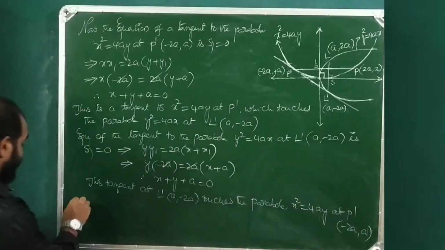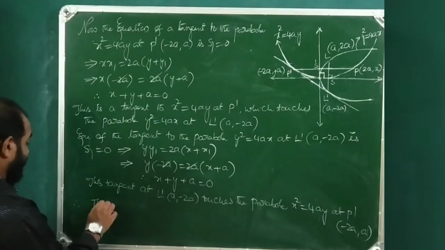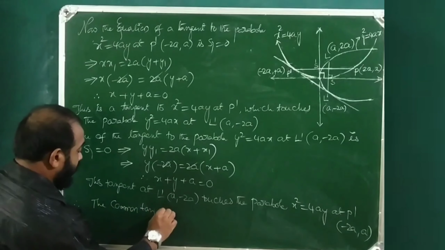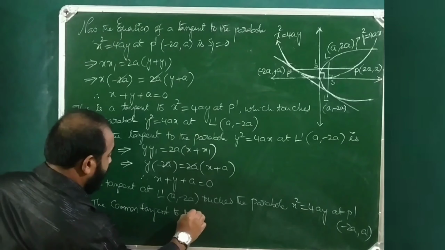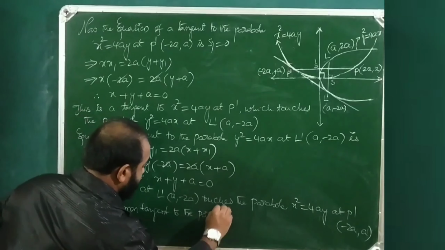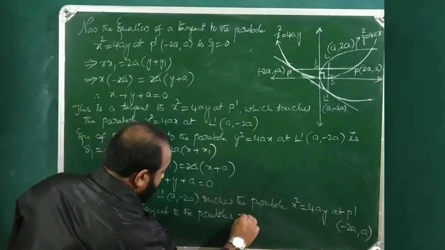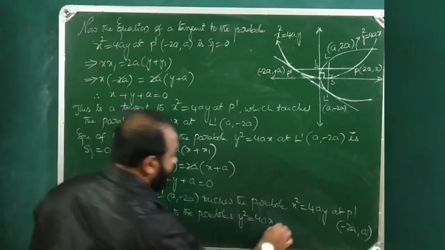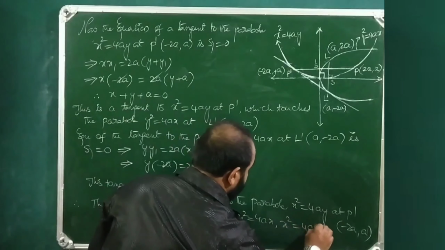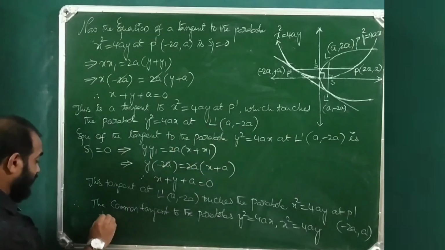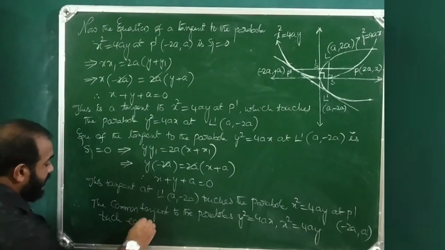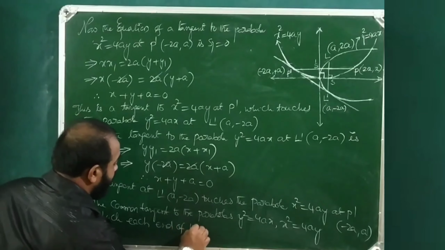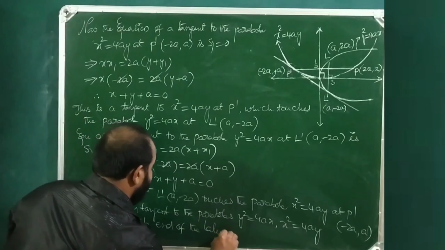Therefore, for the common tangent to the parabolas y square equals to 4ax comma x square equals to 4ay touch each end of the latus rectum.